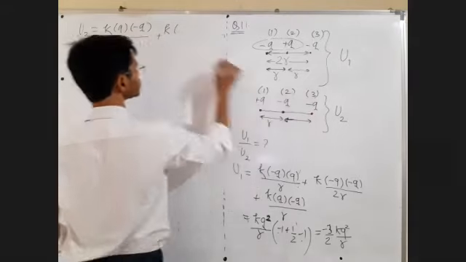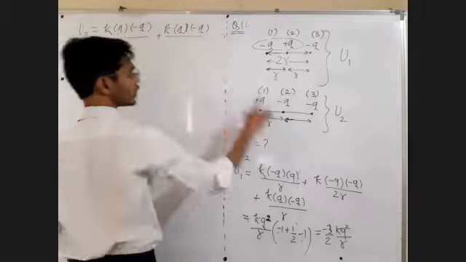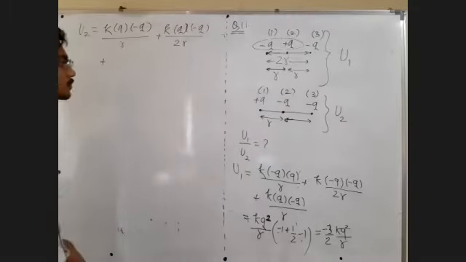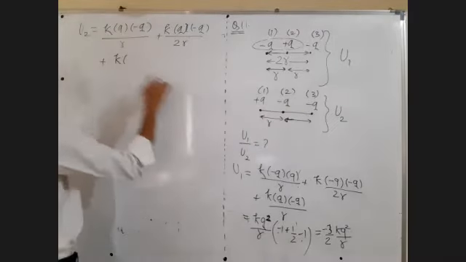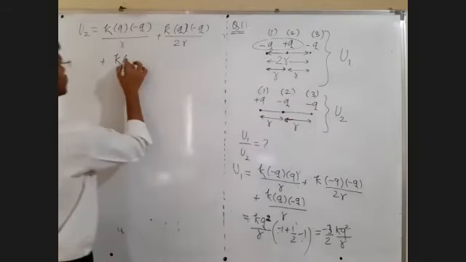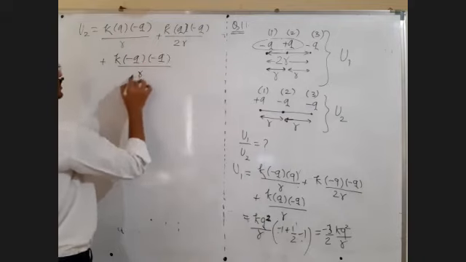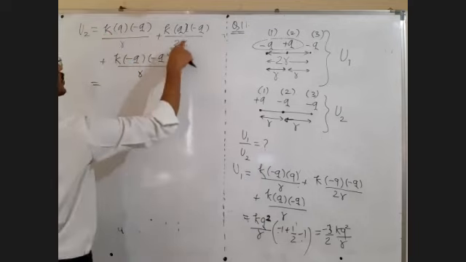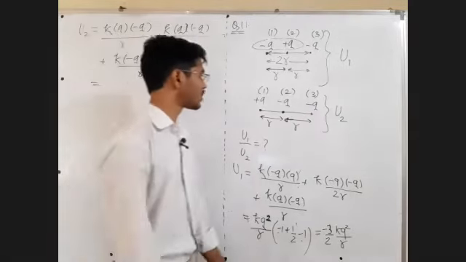Q1 is Q, Q3 is minus Q, upon R13. R13 is 2R. Plus, bring the third charge in the field of the second: K Q2 Q3 upon R23. Q2 is minus Q, Q3 is minus Q, R23 is R. K into Q square upon R, K into Q square upon R, K into Q square upon R. That could be taken as common.